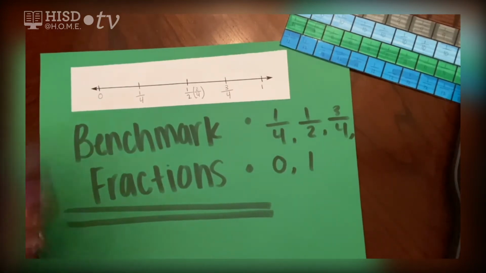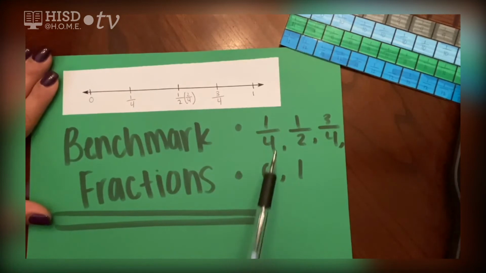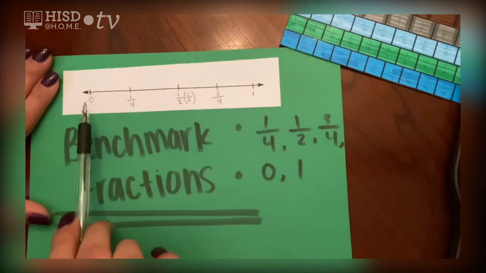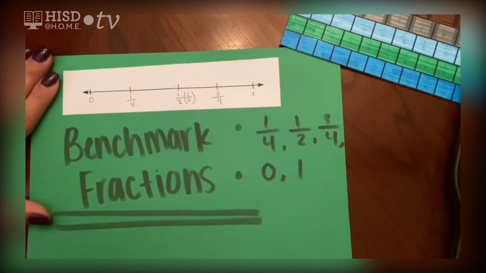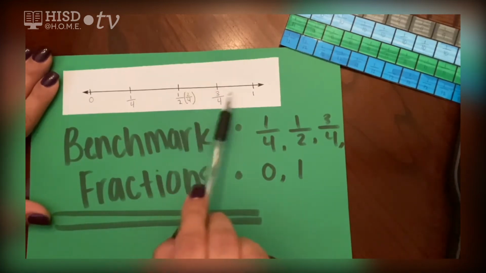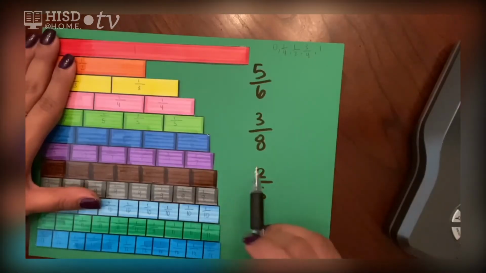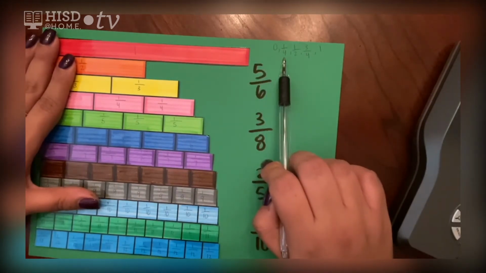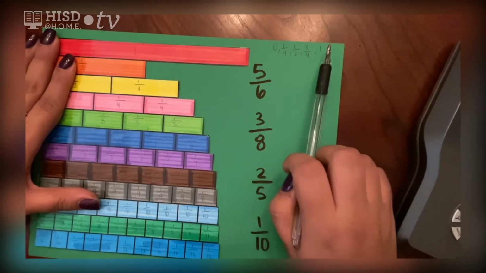Awesome work. So remember, our benchmark fractions that we're focusing on today are 1/4, 1/2, 3/4, 0, and 1. Remember, we just drew them out on the number line. We know that 0 is on one end, 1 is over here, 1/2 is right in the middle, half of a half is a fourth, and then 3/4, of course, goes right here, falls between a half and 1. So I want us to keep in mind our knowledge of our benchmark fractions, which is 0, 1/4, 1/2, 3/4, and 1.